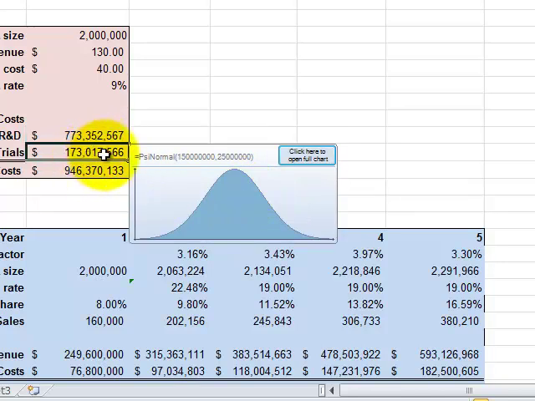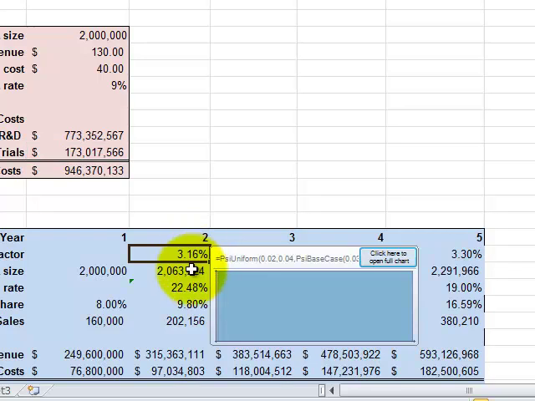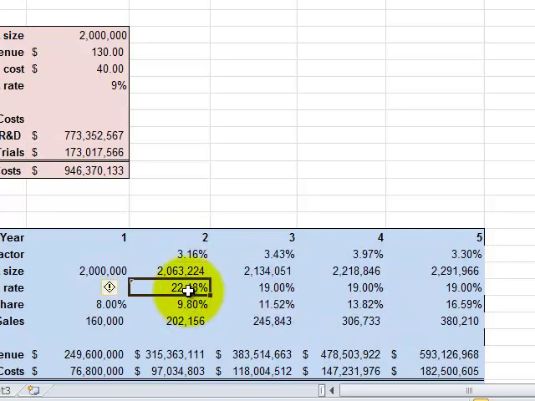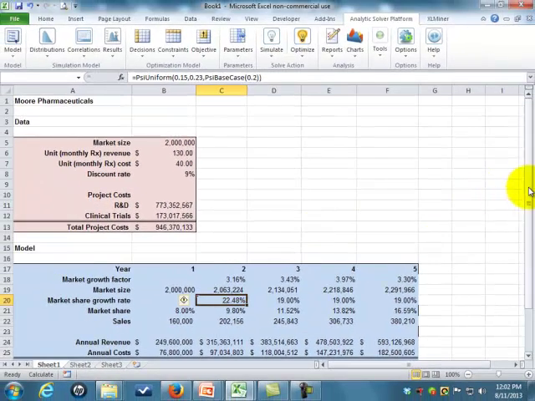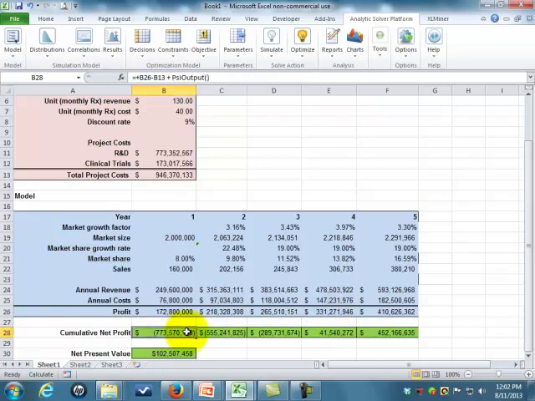I put a normal distribution in for our clinical trials because that seemed to make more sense to me, that our costs would have some sense of a bell-shaped curve rather than just being uniform. Market share growth, I put in a uniform distribution. And for market growth, I put in a uniform distribution. I then went ahead and hit the control key and made these all my output variables.